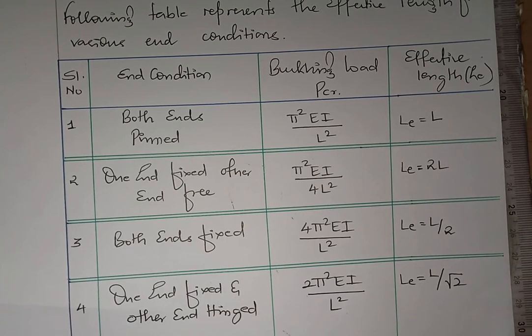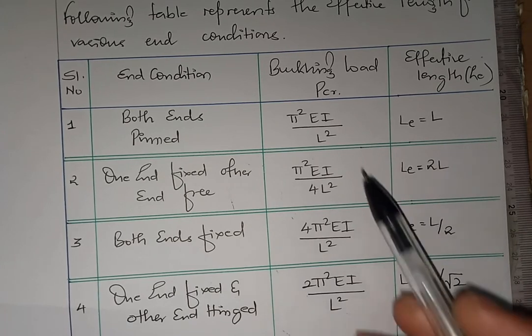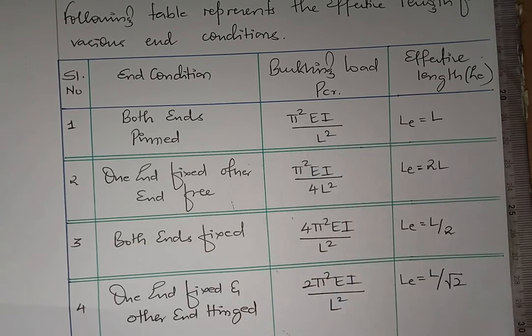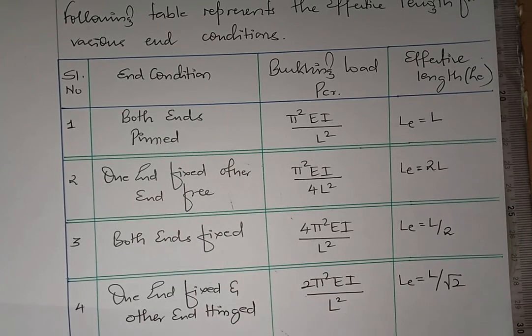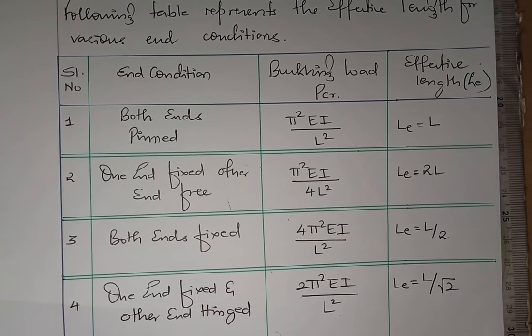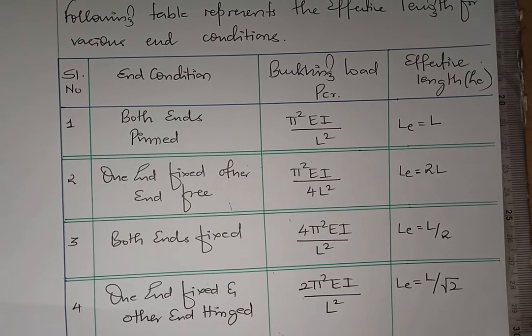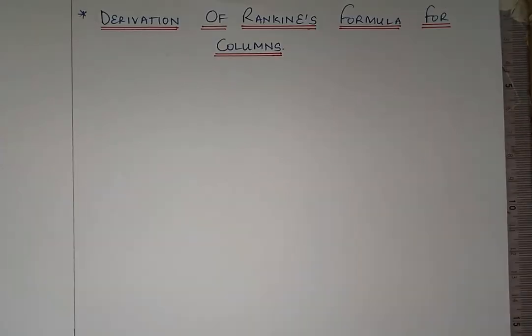It is simply used to make things precise. Instead of remembering all these four formulas, I am going to just remember that one general formula, and in that general formula I am going to vary the value of L effective so that I get different end conditions as desired. That is the entire intention of getting this generalized formula and introducing the effective length. Once we are done with this, next we will go for the derivation of Rankine's formula for columns.